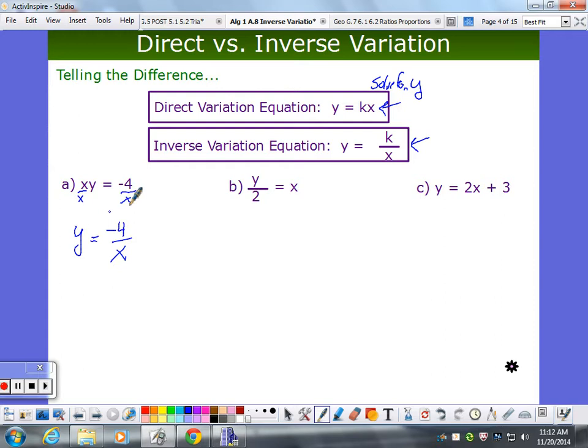Now look at this. Does it look like y equals kx or y equals k over x? Y equals k over x. So what is this? Inverse. And what's the k value? Negative. All right, let's solve this for y. How do I solve that for y? How do I solve that for y, Claire?